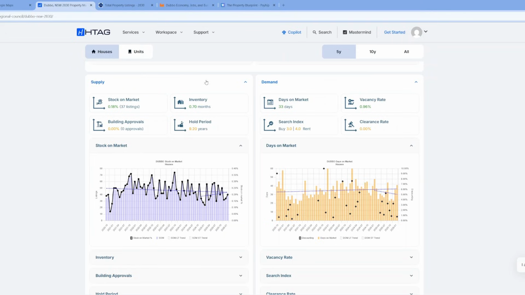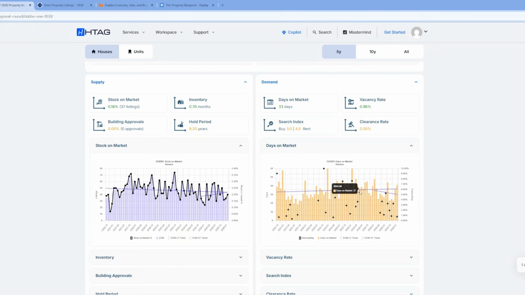You can see the nuanced numbers on HTag here. The days on market is under 33 days and the stock on market is 0.18%. Generally speaking, I like to find locations under 60 days for days on market and under around 1 to 1.5% in terms of the stock on market levels.